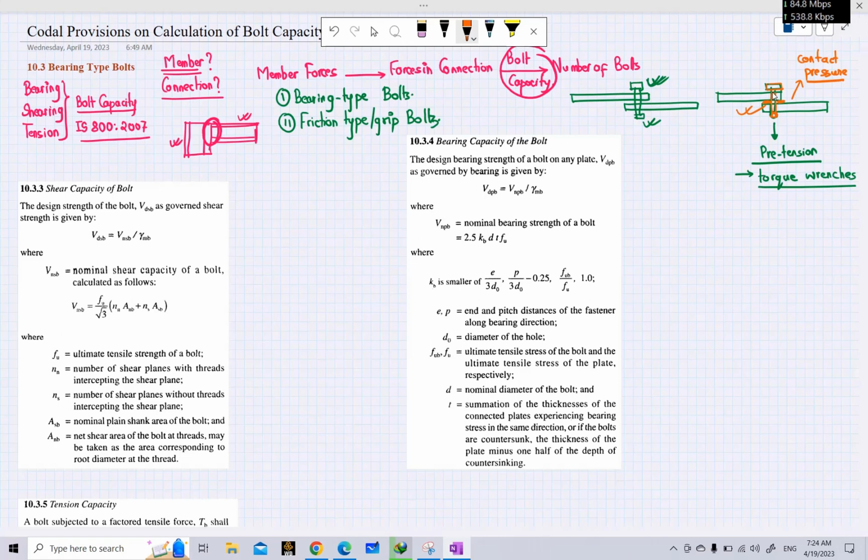So these are the two types of bolts. Generally, because a high amount of pre-tension is applied in these bolts, the bolts generally used for friction grip connections are high strength bolts. We discussed that the 4.6 grade bolt is generally known as a mild steel bolt, and then 6.6, 8.8 or 10.9 are the high strength bolts. So generally high strength bolts are used as friction grip bolts.